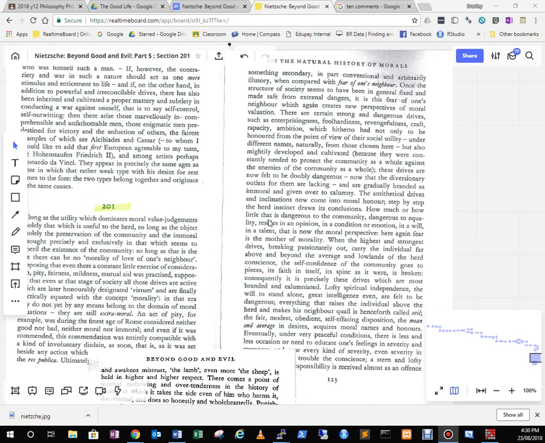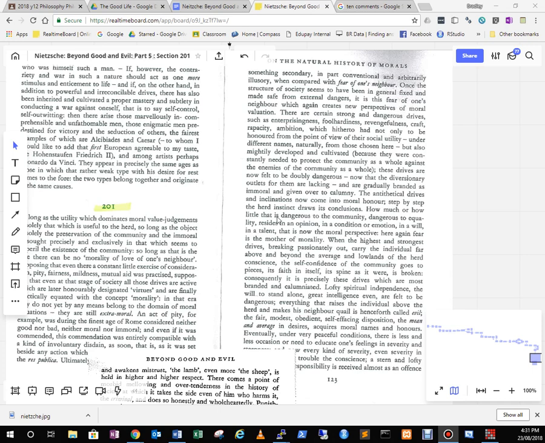How much or how little that is dangerous to the community, dangerous to equality, resides in an opinion, in a condition or emotion, in a will, in a talent, that is now the moral perspective. Here again, fear is the mother of morality. So what he's basically saying is these antithetical drives and inclinations to what Rome would have celebrated are now viewed as dangerous to the community.